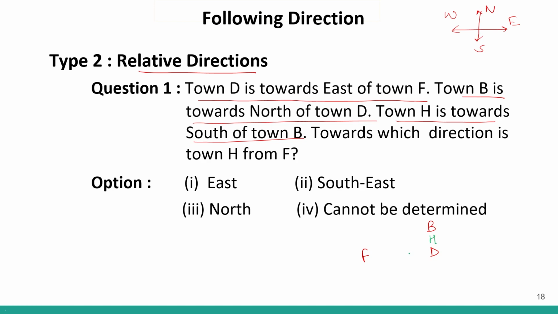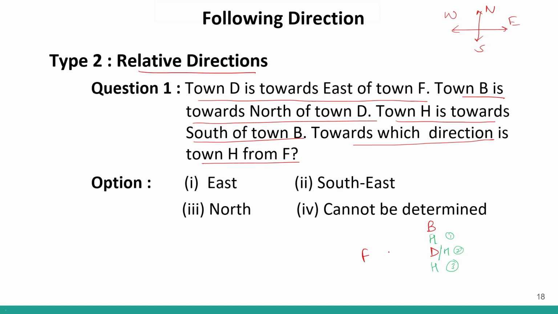It could be here, above B, above D. It could be here also with D, and it could be down also, below D. So it is not mentioned, three positions, 1, 2, and 3. Three possibilities of H are possible, right? We have to find out towards which direction is H from F.